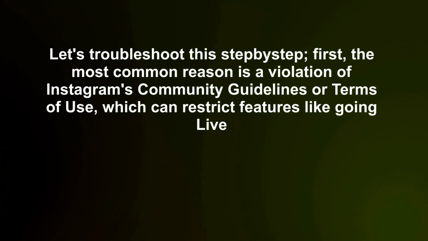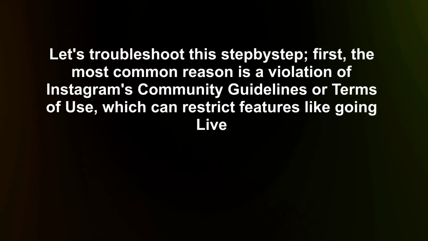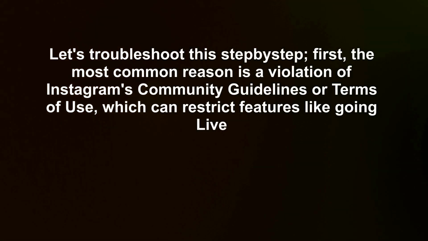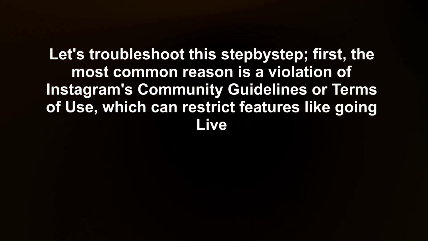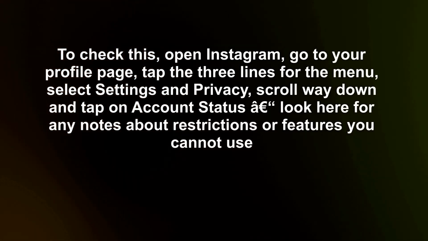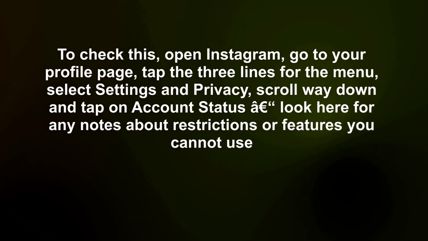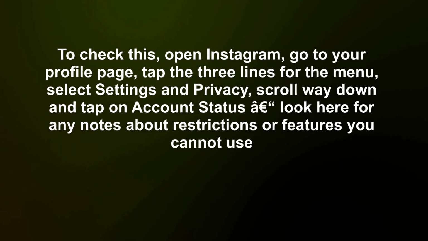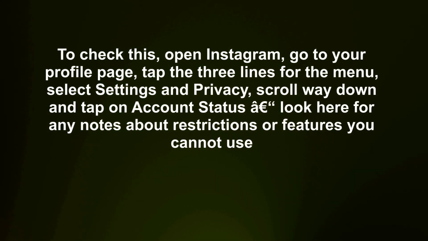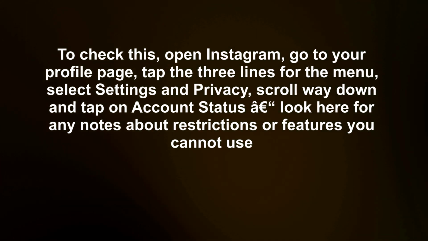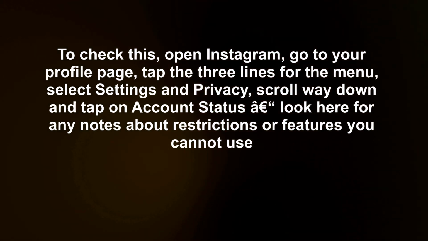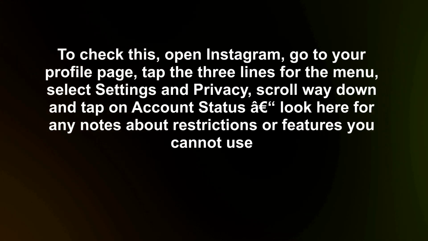First, the most common reason is a violation of Instagram's community guidelines or terms of use, which can restrict features like going live. To check this, open Instagram, go to your profile page, tap the three lines for the menu, select Settings and Privacy, scroll way down and tap on Account Status. While you look here, check for any notes about restrictions or features you cannot use.